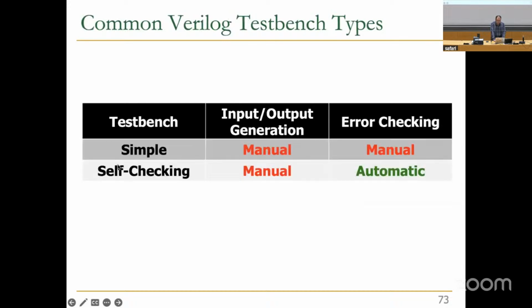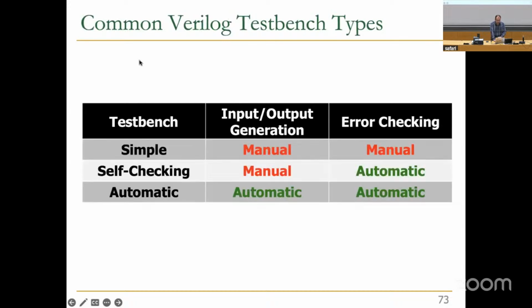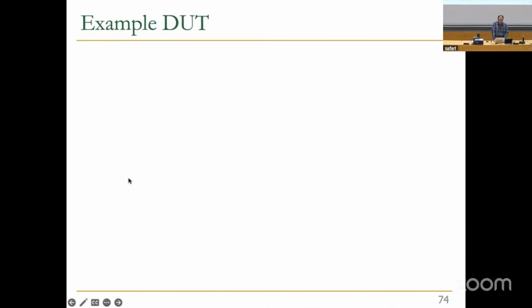There are three common types of Verilog test bench. One, we call it simple, in which input and output generation is manual, and error checking is also manual. So you, as a designer or the one doing the tests, need to do all these tasks manually. We can also have a self-checking one, where input and output generation is manual, but error checking is automatic. And we can also do everything automatically, meaning that input and output generation and error checking are all automatic. And we're going to see some examples very soon.